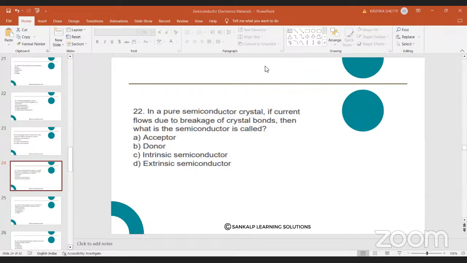Yes. Pratibha, Harshita, Damini, Monica. Yes, very good. That is intrinsic semiconductor. It is called an intrinsic semiconductor. Okay.